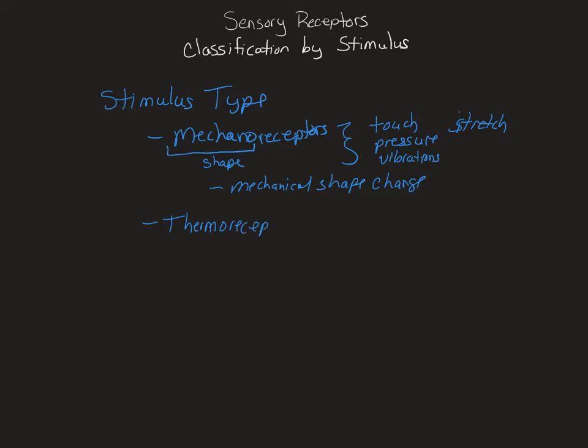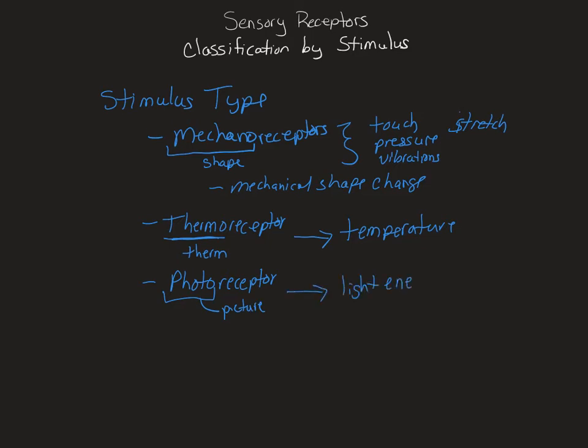The next one is the thermoreceptor. So I want you to look at this part, therm. That sounds like thermometer. Thermometers pick up temperature. So thermoreceptors are detecting changes in temperature, so cold or hot. Another stimulus type receptor is the photoreceptor. So I want you to think of photography, picture. What do those things all pick up? They all pick up light energy.